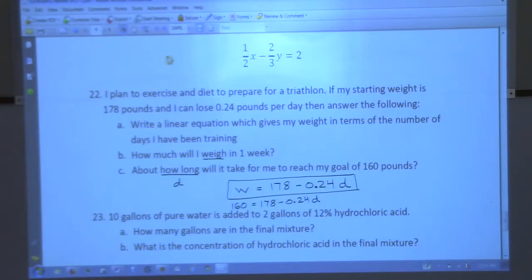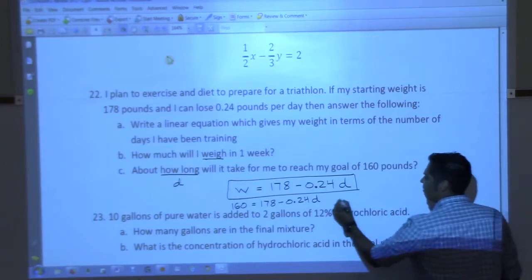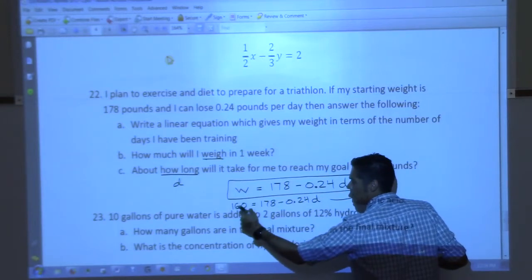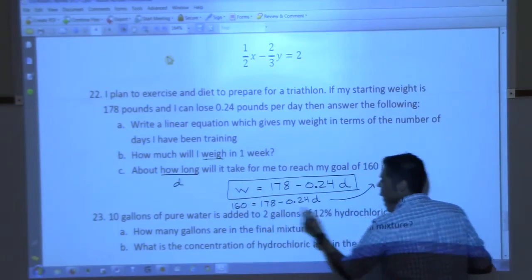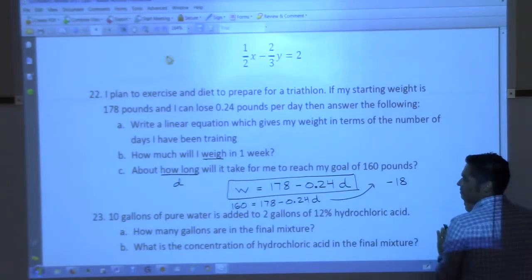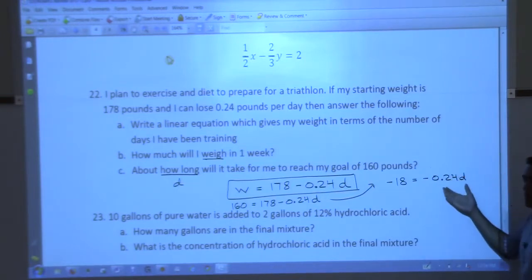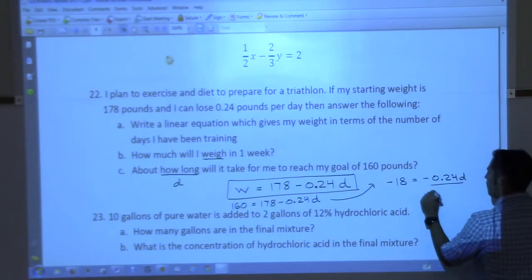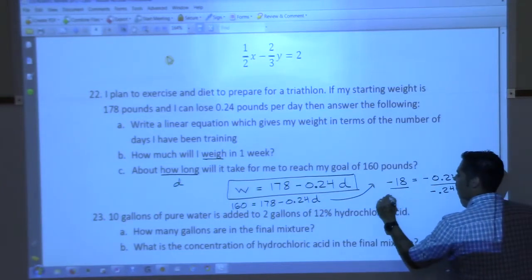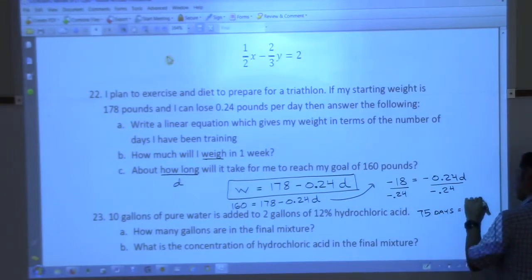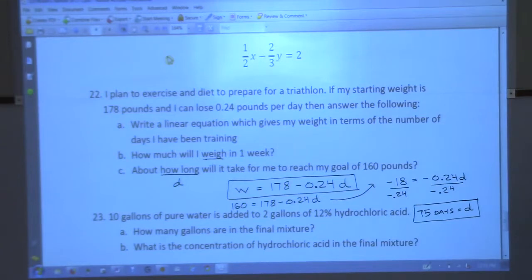Anyone have it yet? 75 days. 75 days? So how did you do that? First you move 178 to the other side, so you subtract it, right? So 160 minus 178 is negative 18, right? Equals negative 0.24D. And now divide both sides by negative 0.24. And what did you say again that was? 75 days. So it's going to take 75 days to lose 18 pounds.